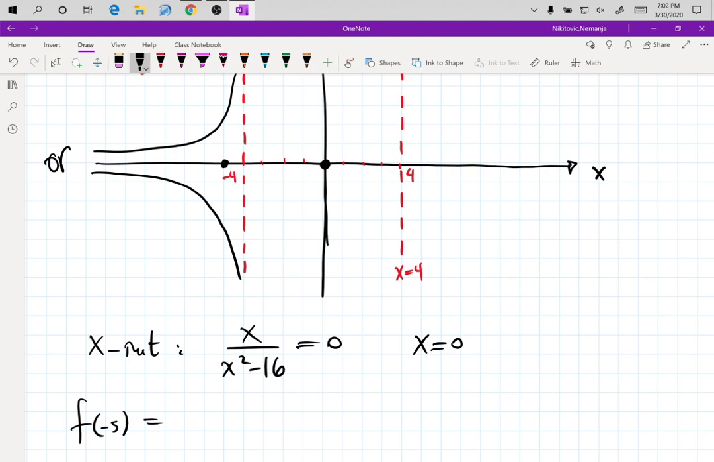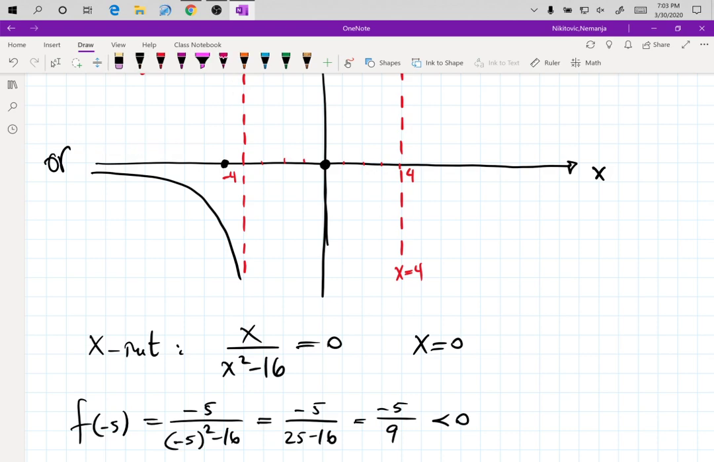So I have -5 divided by -5 squared minus 16. That's -5 divided by 25 minus 16, and that's negative 5 divided by 9, which is negative. So I get to get rid of the top line. I got a negative number, right? The y value is negative, and the negative y's are below the x-axis. So I am getting this value here, right? So that's why I'm keeping the bottom line.